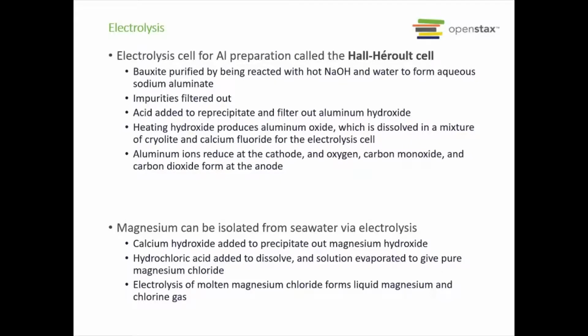So in this reaction, bauxite is AlOOH, and we react that with sodium hydroxide. And then we also have our water. And this gives us aqueous sodium aluminate, NaAl(OH)4. So we take out the impurities, like I was saying, like clay and other stuff that's undissolved.